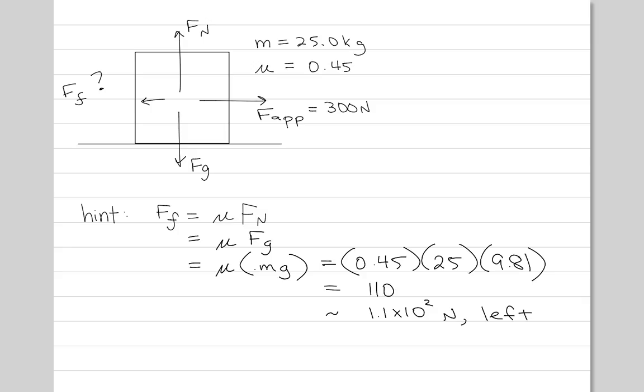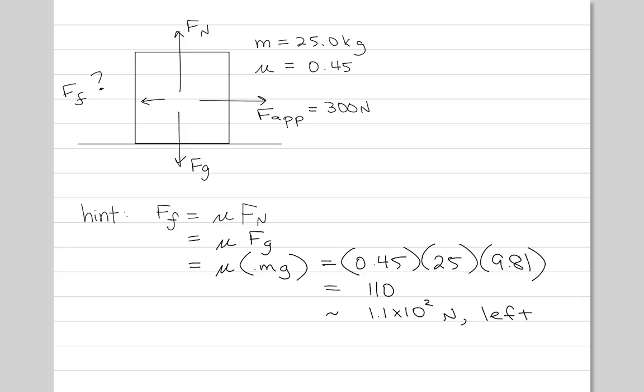So 110, obviously less than the 300. So this guy would be accelerating to the right. The forces are unbalanced horizontally. So this thing would be accelerating to the right, which means it would be gaining speed to the right.